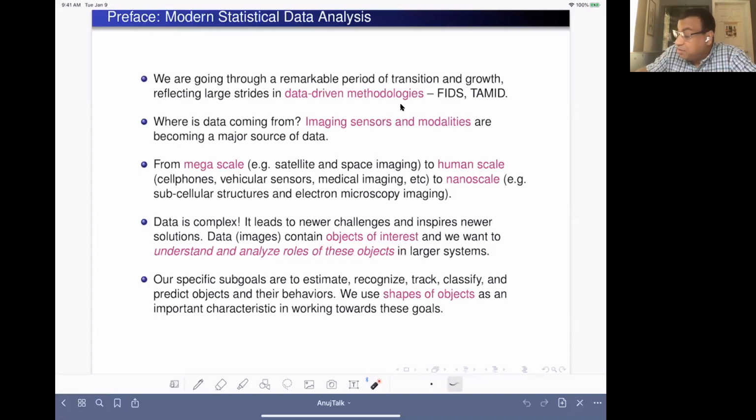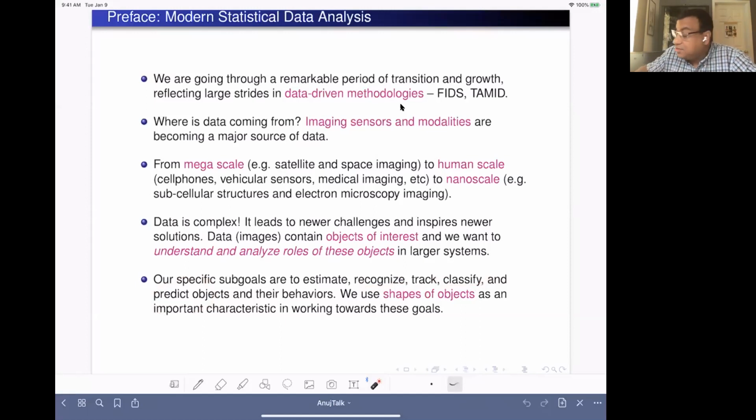We want to be able to estimate or locate where these objects are. What are these objects? If it is a dynamical scene, then we want to track these objects. We put some classification and prediction on their behavior, on their motion. We are primarily interested in objects of interest in these images. Okay? And one can do this in many different ways.